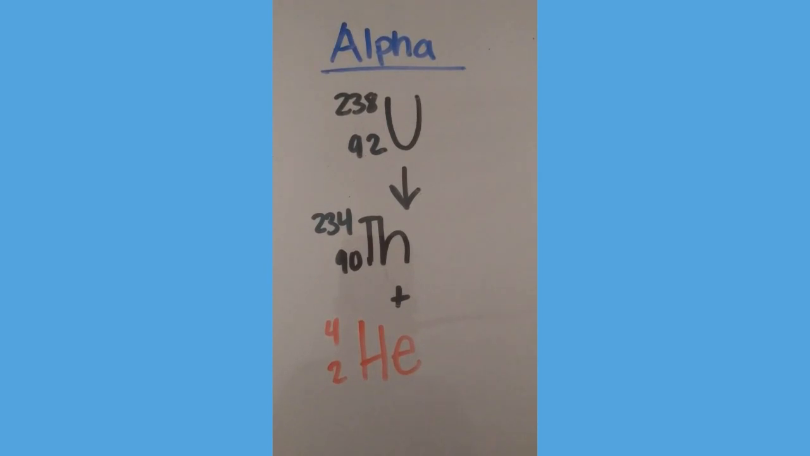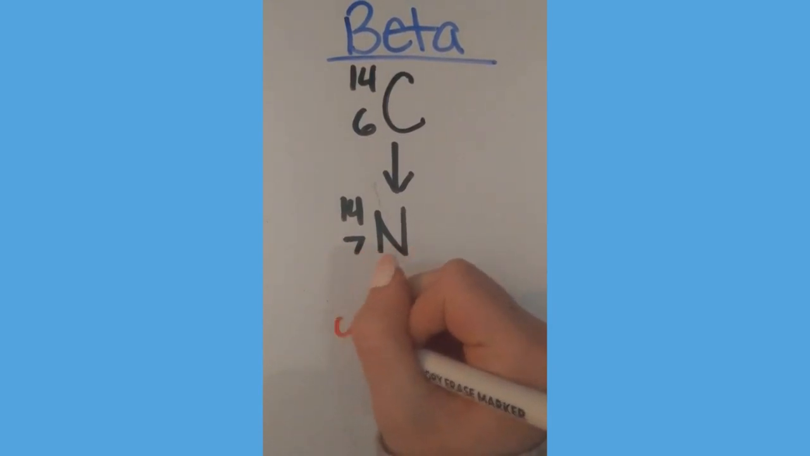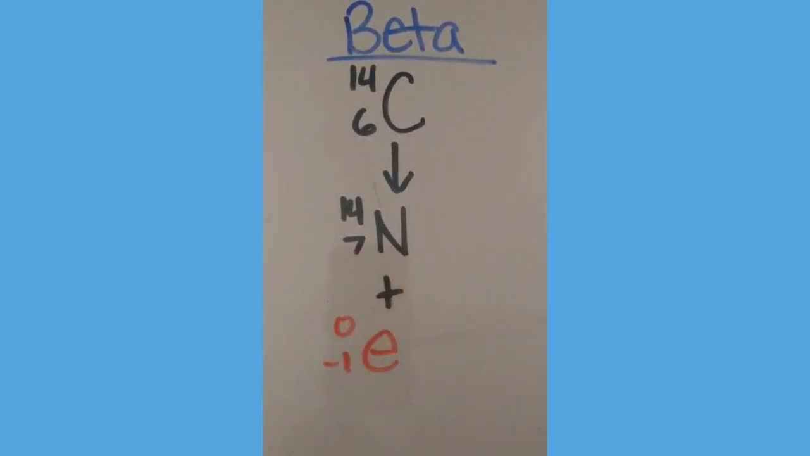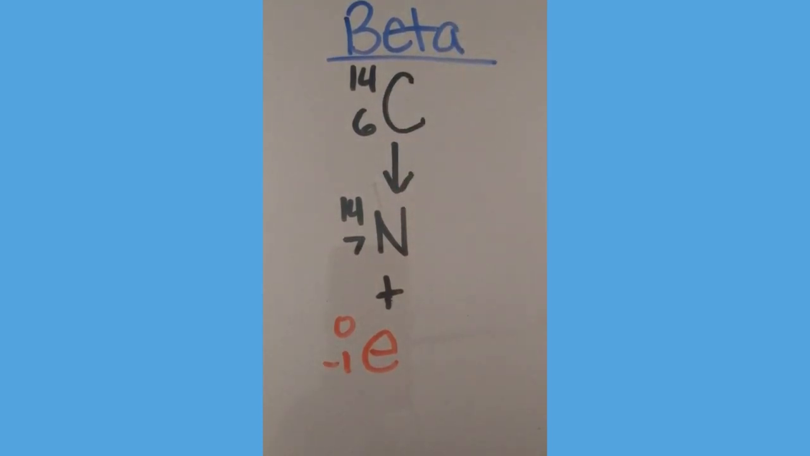Beta decay occurs through the emission of a beta particle, which is an electron, and this is done by breaking down a neutron into a proton, which will stay in the nucleus, and an electron, which will be released. So beta decay does not dramatically impact the mass number of the parent nucleus, as you can see here, but rather changes the ratio of neutrons to protons.